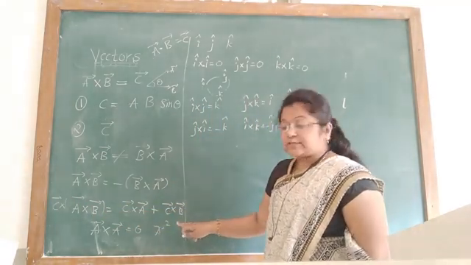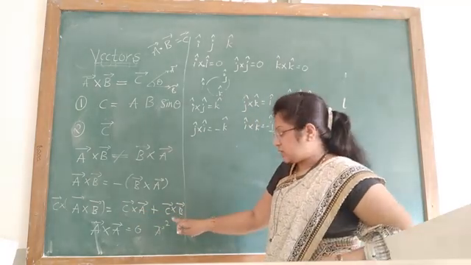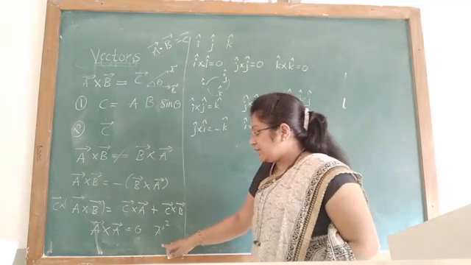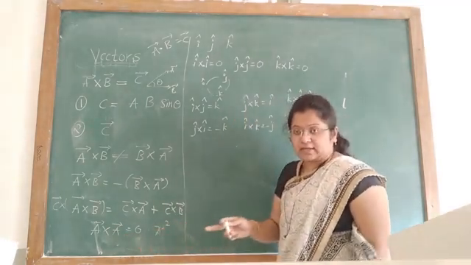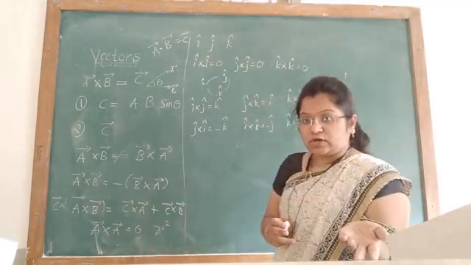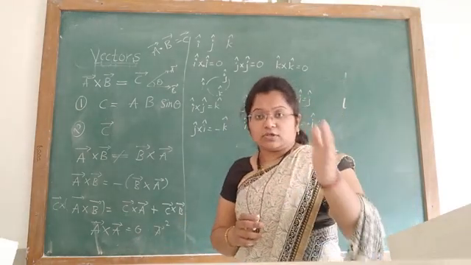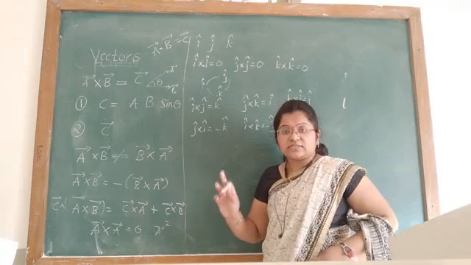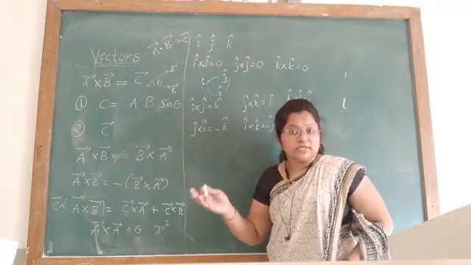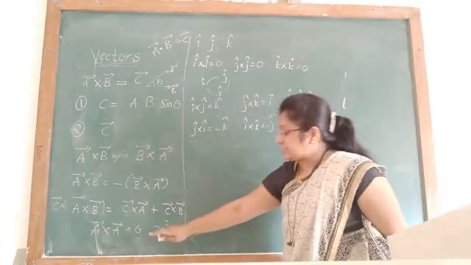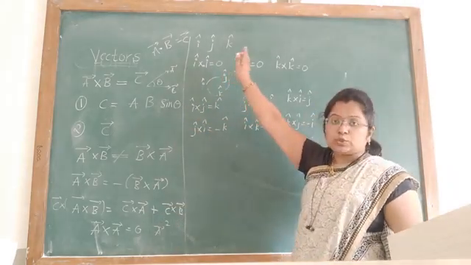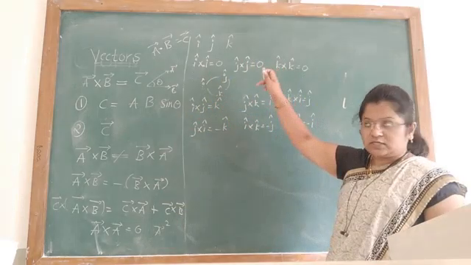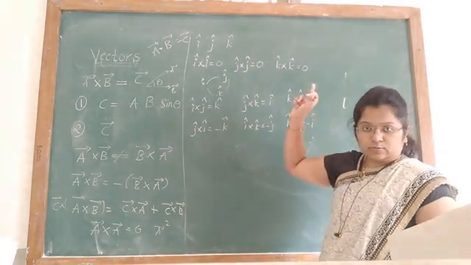Associative, that only will be written like this. Distributive law. Okay. So when you consider any vector with the same vector, A cross A or B cross B or C cross C, it always gives 0 because sin 0 is 0. Okay. So the same thing we apply for the unit vectors. I cross I is 0, J cross J is 0, K cross K is 0.